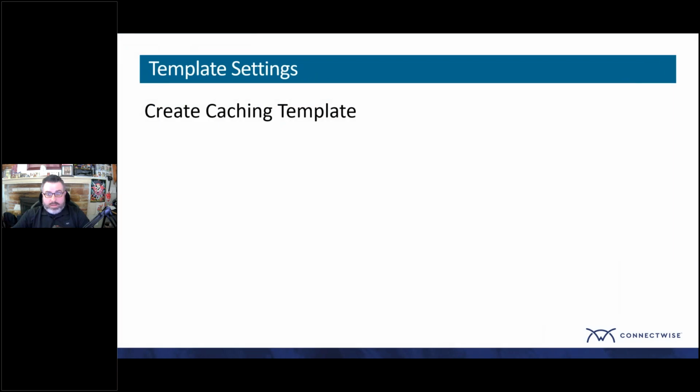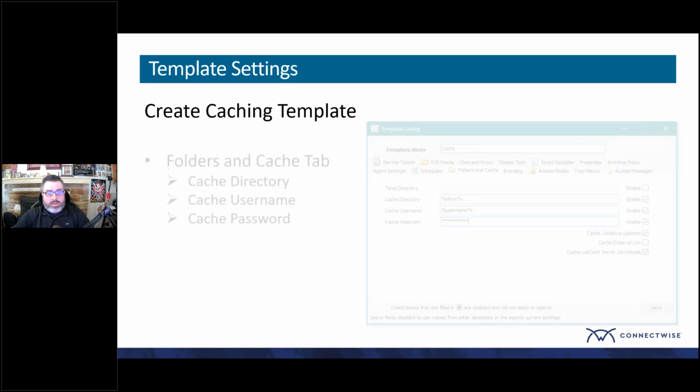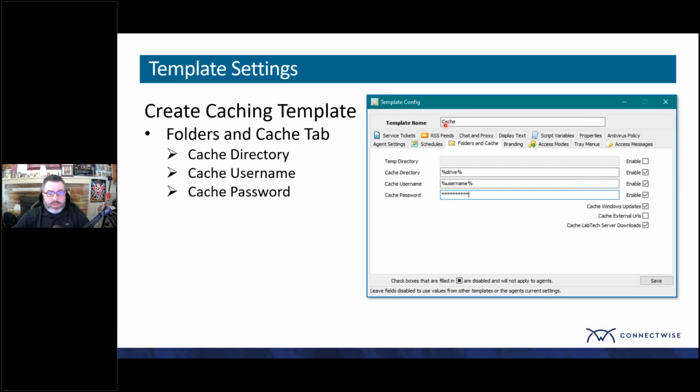So in Automate, again, we're going to open up and create a new template, and I'll simply call this template cache. And we're going to go within the template to the folders and cache directory. Now, the reason I'm making a new template and I'm not using the default template is because maybe not all of my clients are going to be set up with caching. So I don't need this to be on all of my other agents.